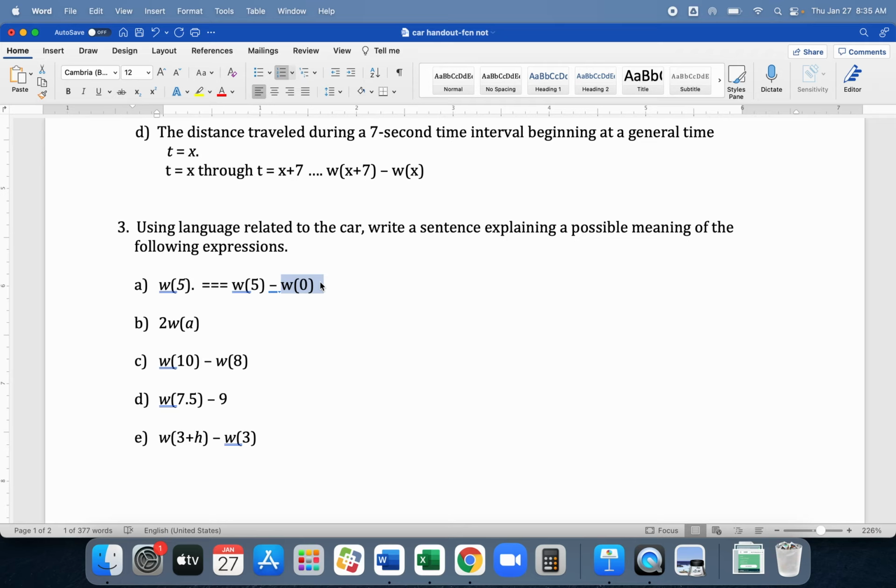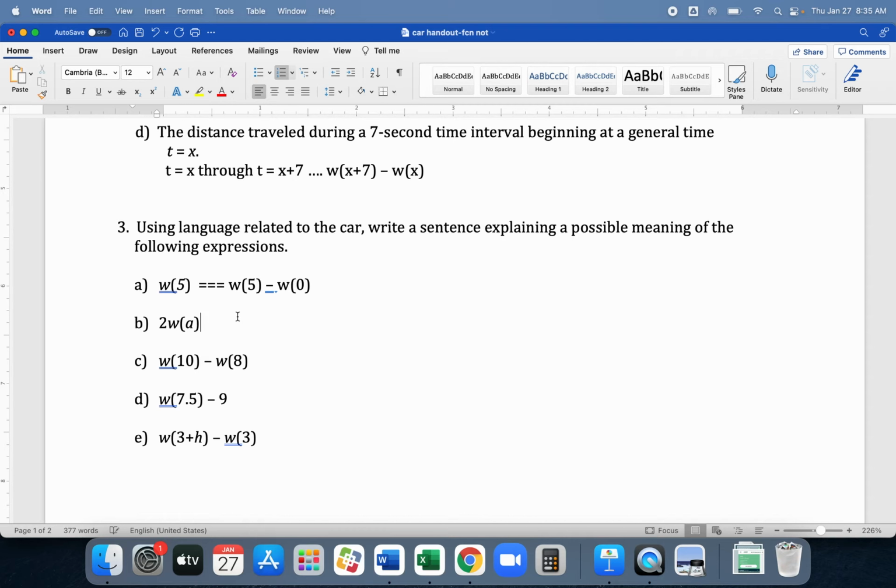And many times you'll see things like that. It's a fact that you know because of how the variables are defined, how the function is described. Not always. But in this case, that's the same, which is why even though this is distance traveled, it doesn't have a subtraction in it, because it's kind of implied. W of 5 on its own means the distance traveled from the beginning to time 5.